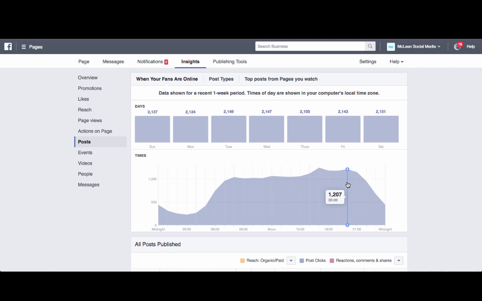So my recommendation to all small business owners is, yes, visit this graph. Identify what the peak times are for you, and it probably is 8 a.m., 5 p.m., 8 p.m., that sort of thing. But don't just post at these peak times. I want you to try and experiment. Do a post for 3 a.m.